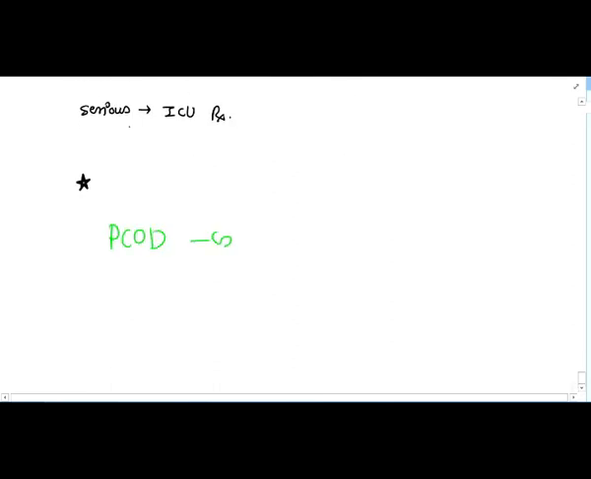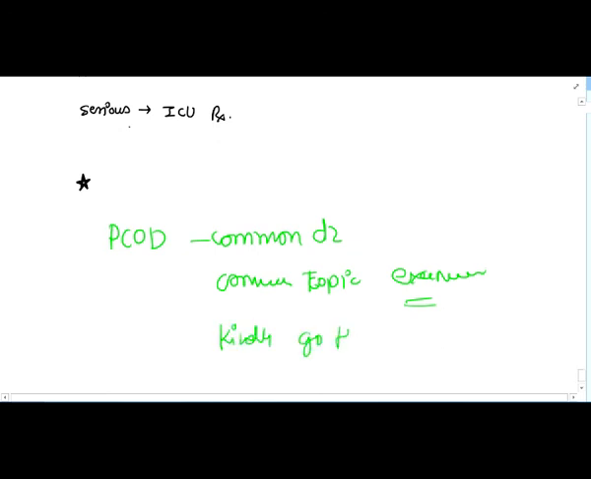PCOD is a very common disease and a very common topic to be asked in examinations, whatever the exam is. So kindly go through it.